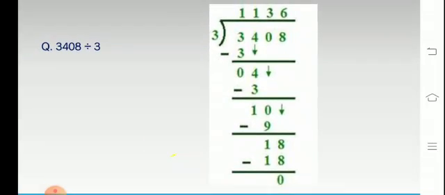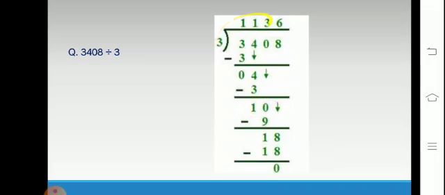Similarly, see the example. We want to divide 3408 by 3. So just see the first digit, it's 3. So 3 ones are 3. You write 3 here. Subtract 3 from 3. It's 0. Digit 4 goes down. Now again 3 ones are 3. Subtract 3 from 4. You get 1. And digit 0 goes down here. It's 10 now.